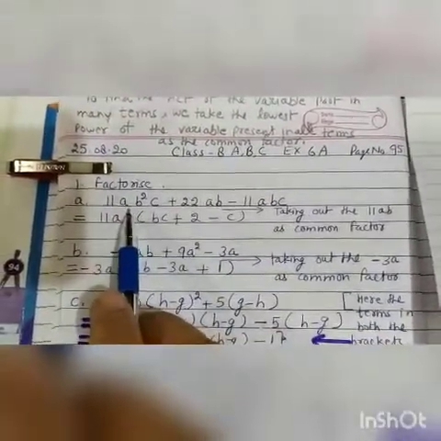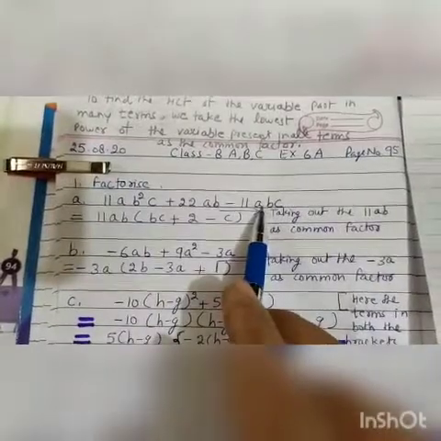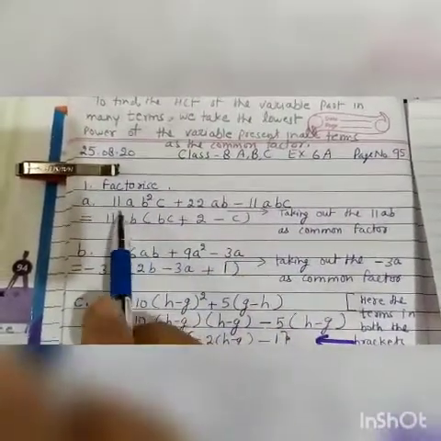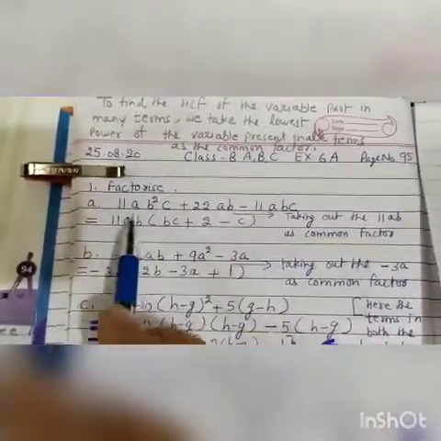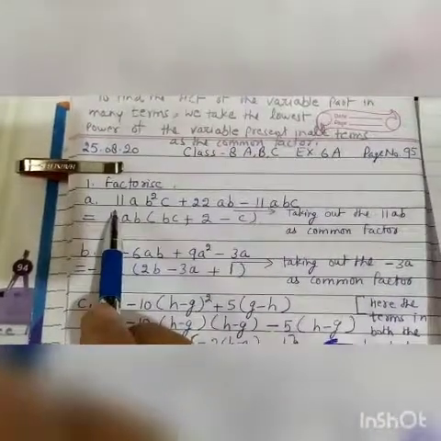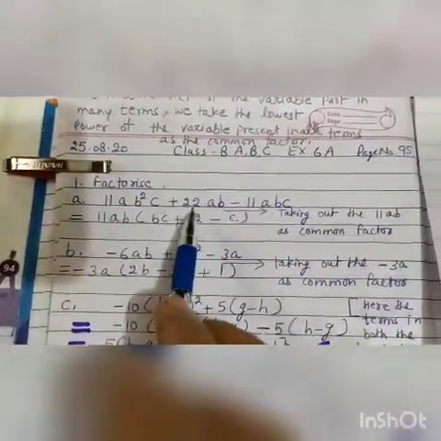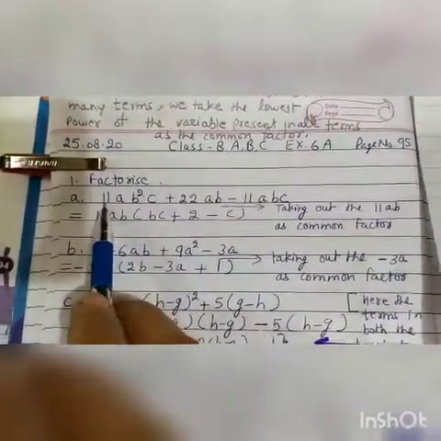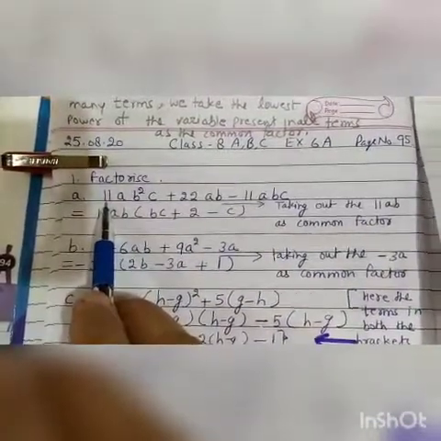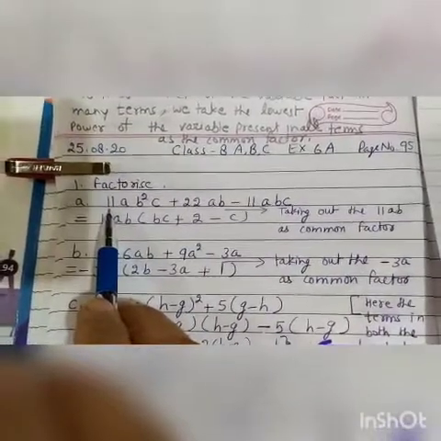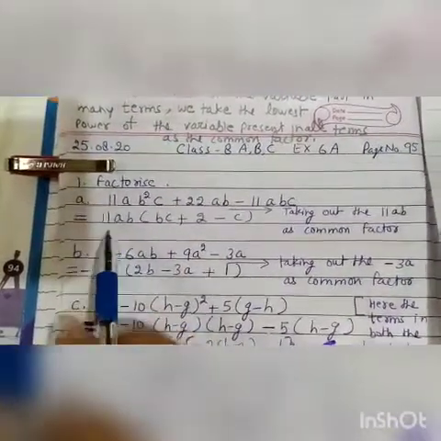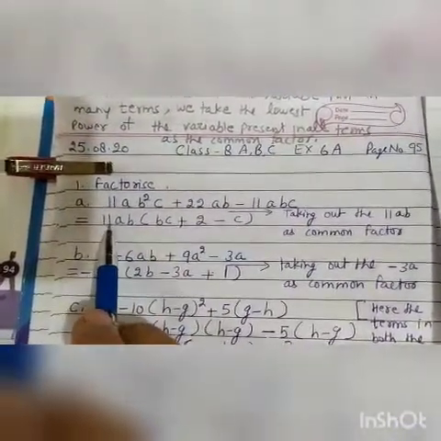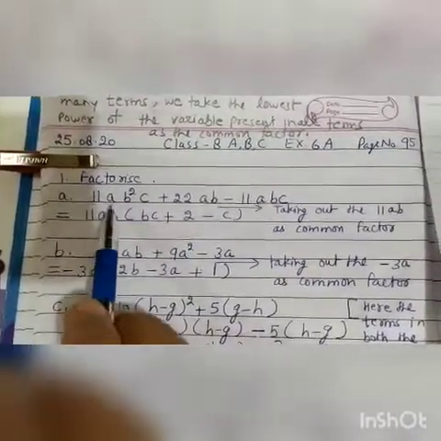Here these are three terms, and in these three terms what are the numerical coefficients? It is 11, 22 and 11. These three terms are divisible by only 11. So what will be common here? First we will take 11.